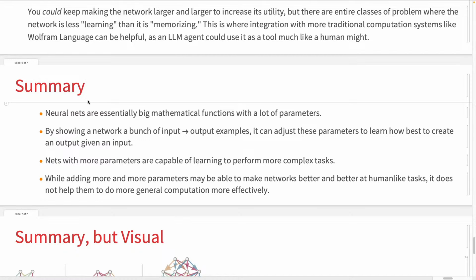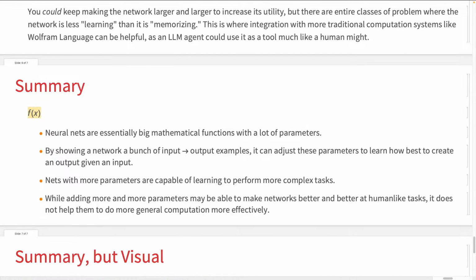Just like yesterday, we had this f of x is equal to ax squared plus bx plus c. This is a model f, which has an input x and parameters a, b, and c. Fundamentally, a neural net is no different. You've got a net model. It's got its inputs, and then it has some horrible number of parameters, and that results in some output.